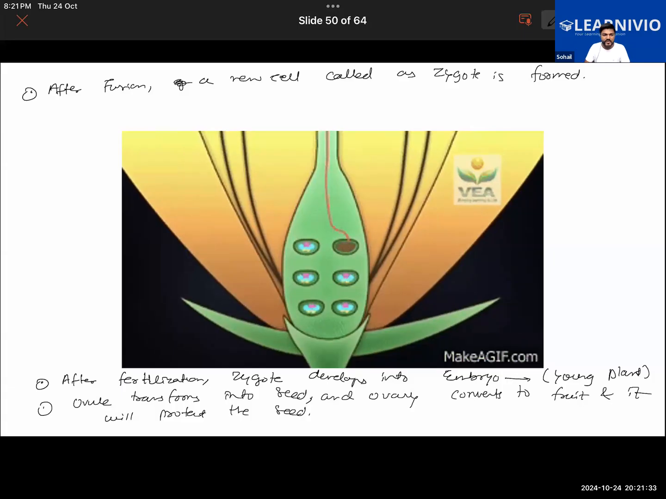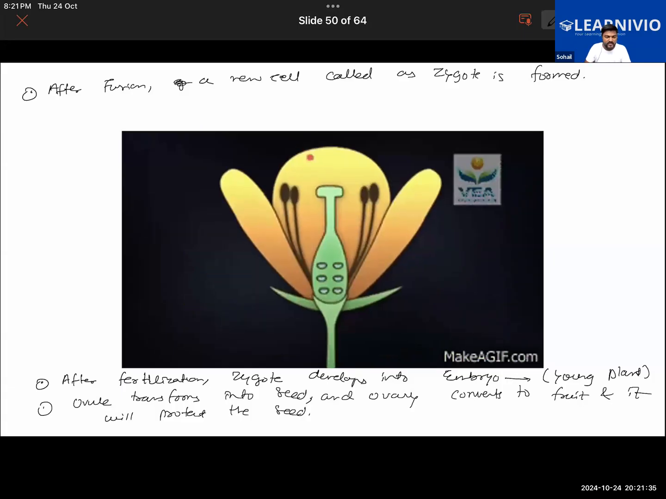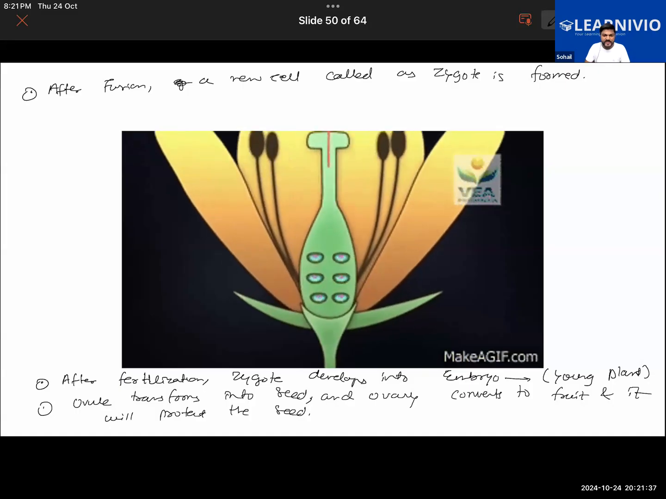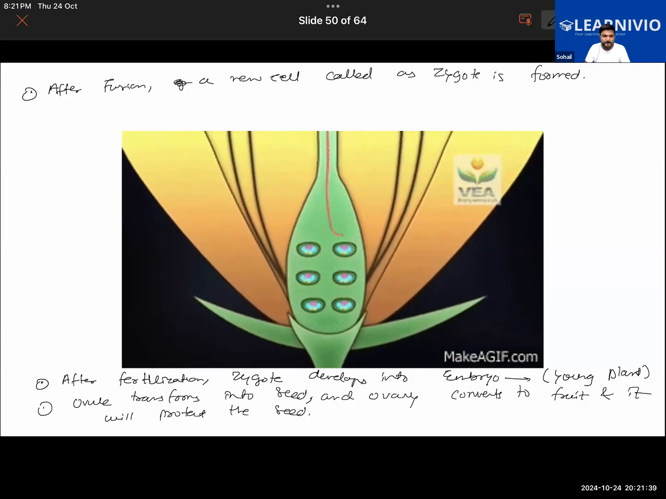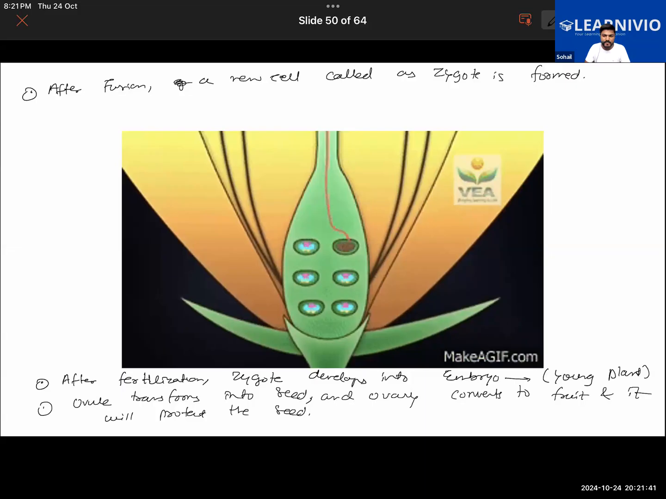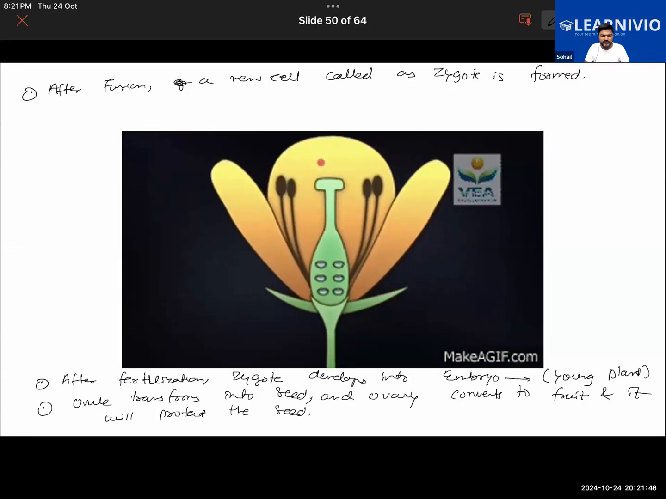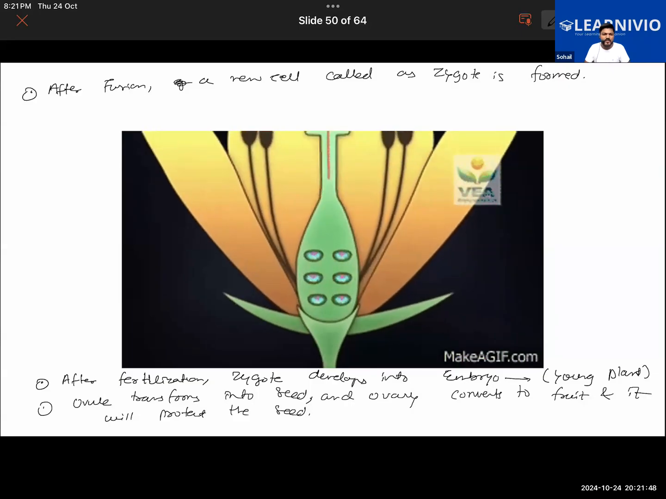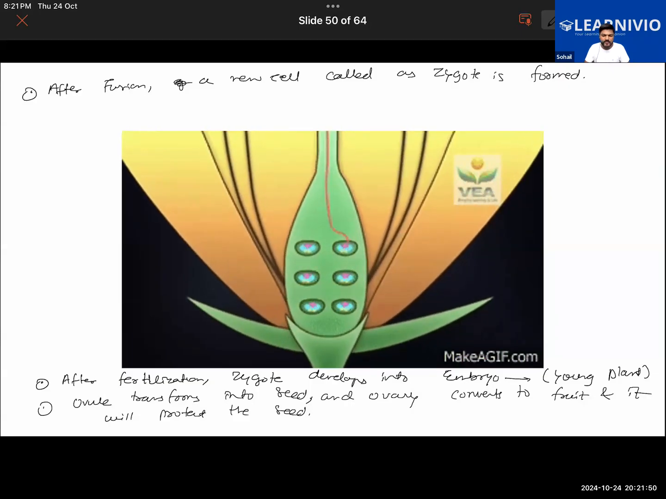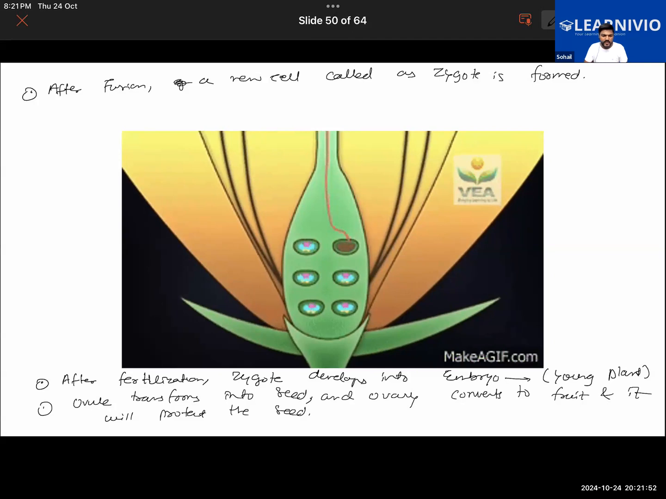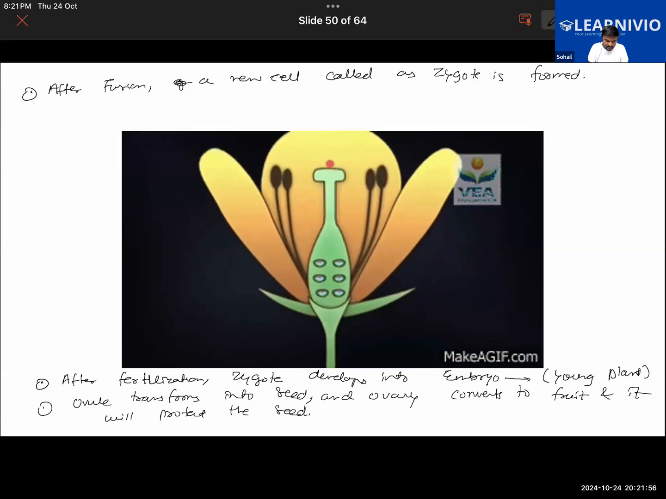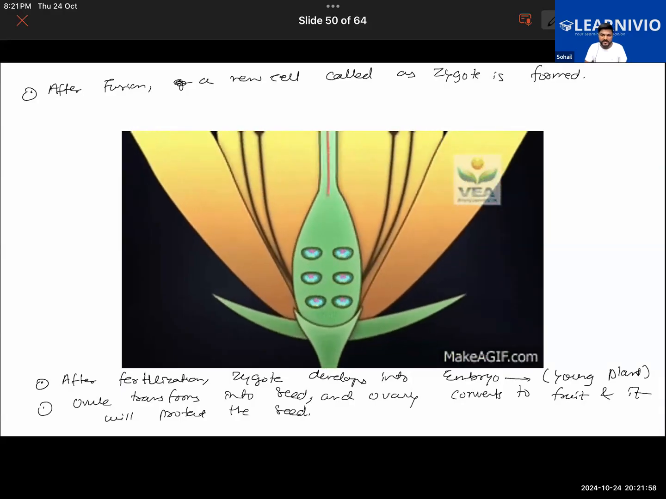Okay. So hope this much should be clear to everyone, what we have learned over here. If there's any question in this, please let me know. Repeat again: ovule transforms into seed and ovary converts to fruit, and it will protect the seed.